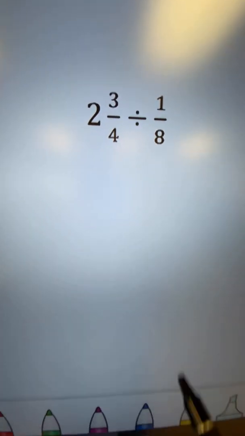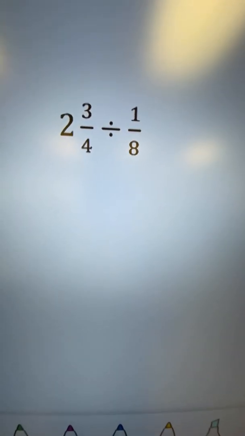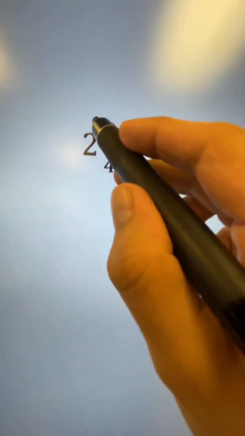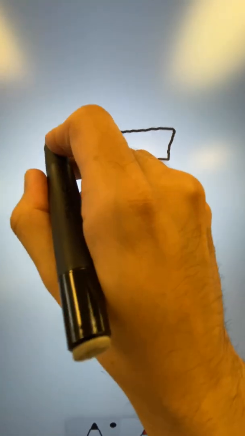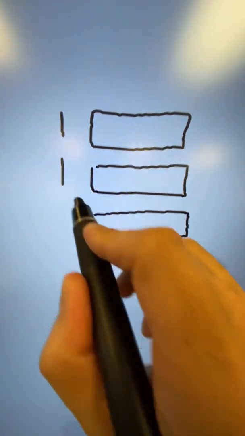In this example here, you can see we're dividing a mixed number by another fraction. And what I recommend first is we're going to rewrite this so that it is an improper fraction. So I drew 3 rectangles, and this rectangle is going to be one whole amount.